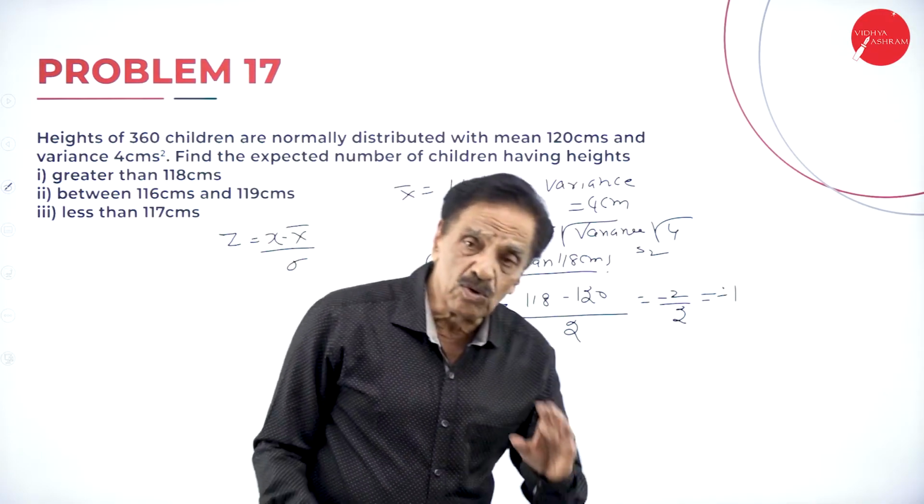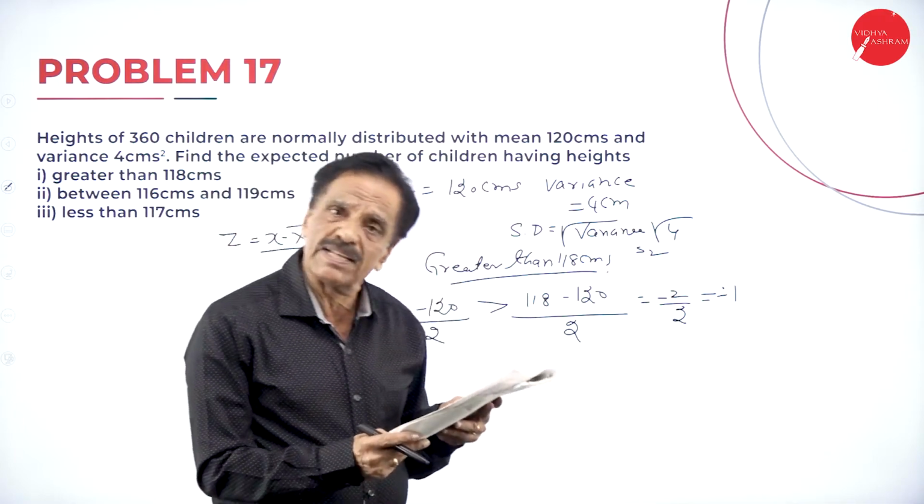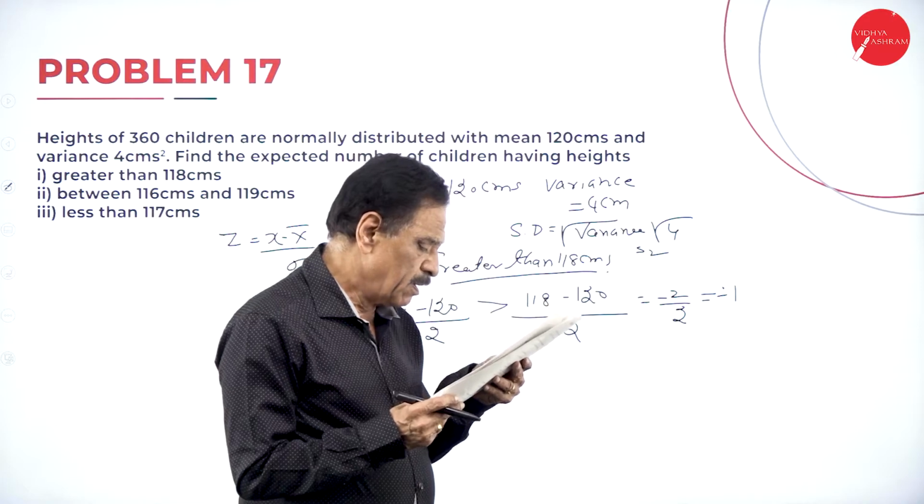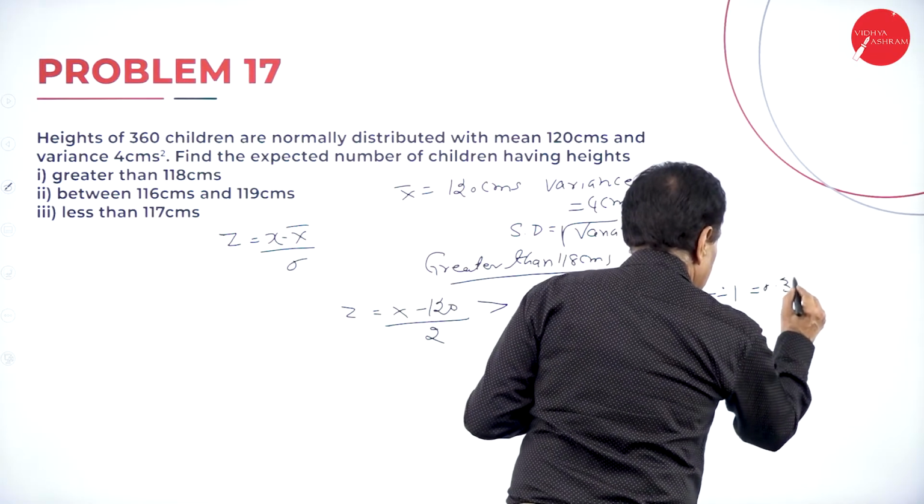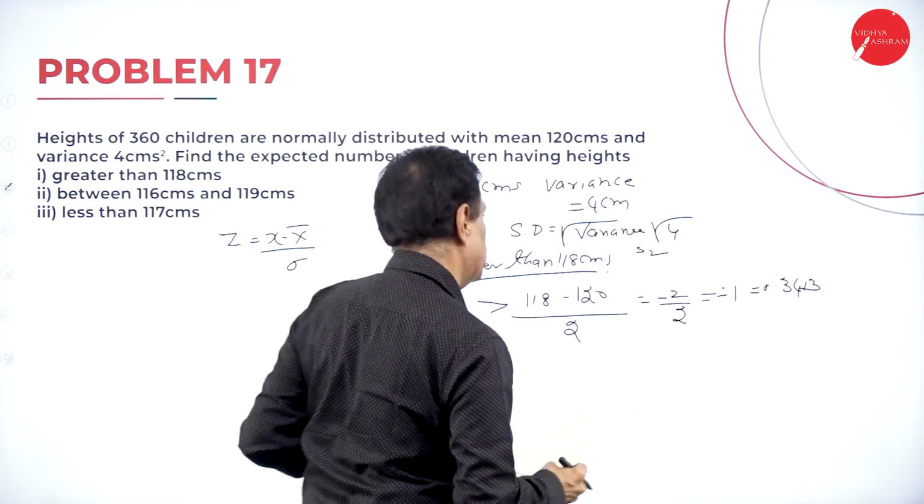Here, though it is a minus 1, the table starts with 0, so we take the positive 1. 1 is equal to 0.3413.